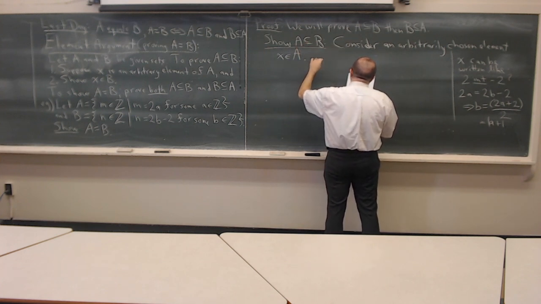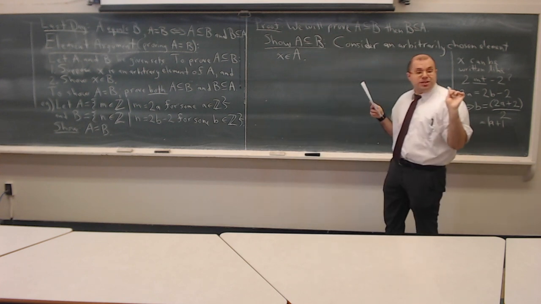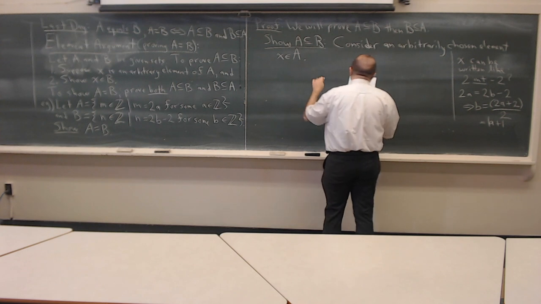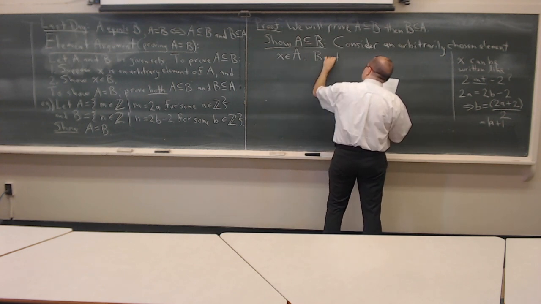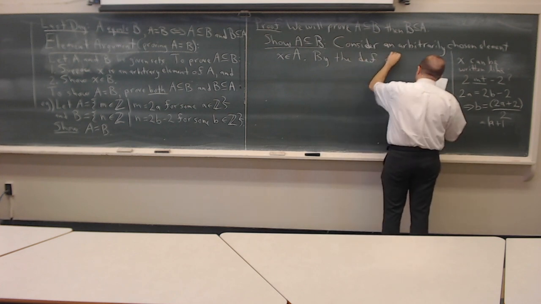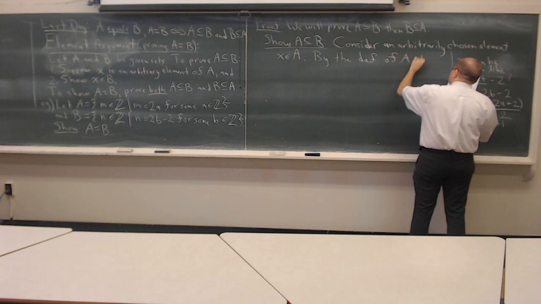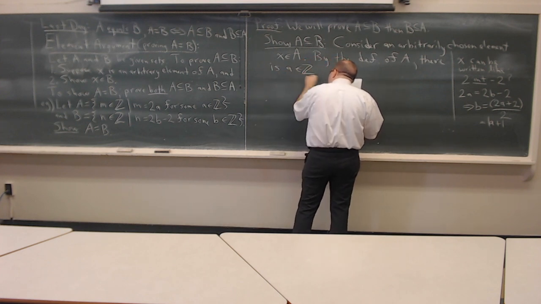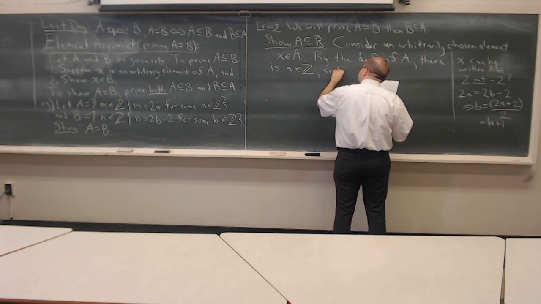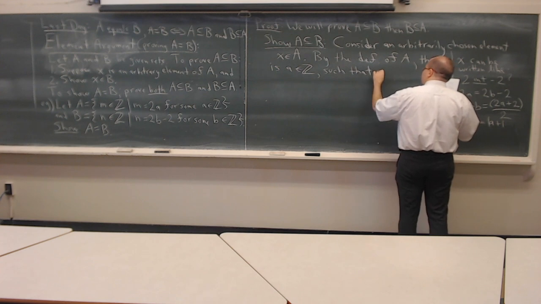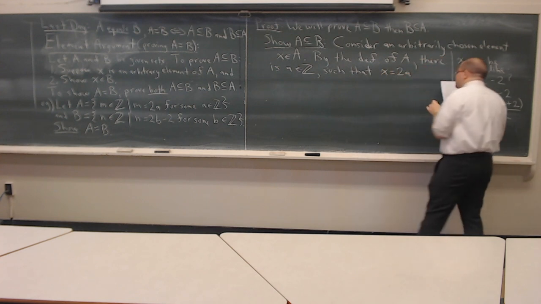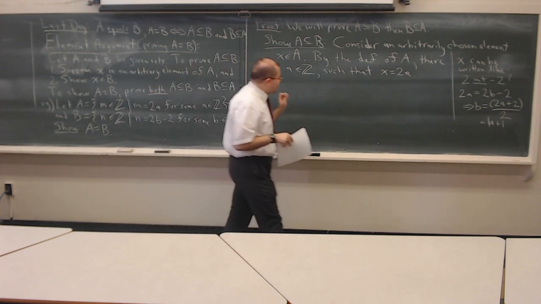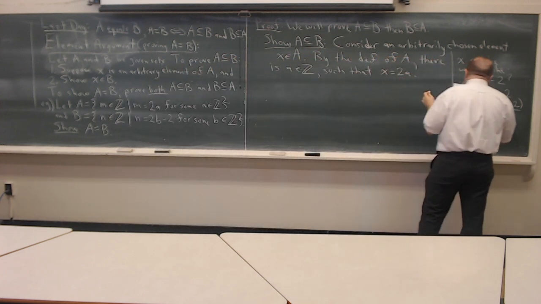So I'm just going to write down what exactly I'm going to do. Remember, I have to invoke the definition of A, and then I want to take that element and show that's actually in B as well, right? So by the definition of A, there is an integer A such that X is equal to 2A. Remember, that's just the definition. It's right over here. I'm not pulling out any black magic here. This is just the definition.